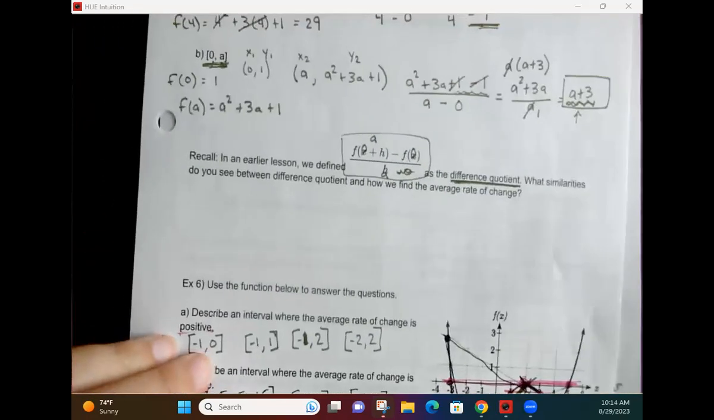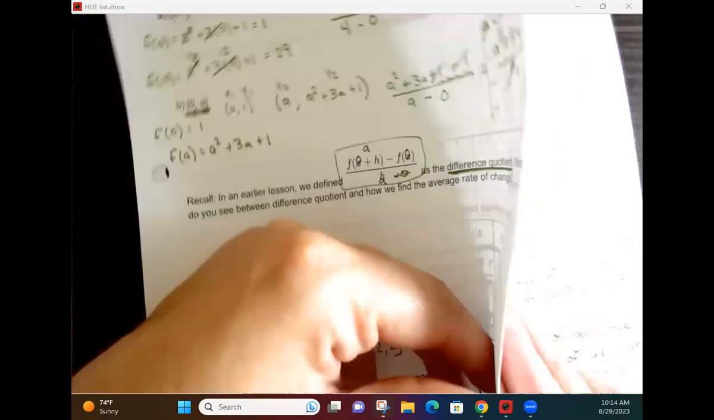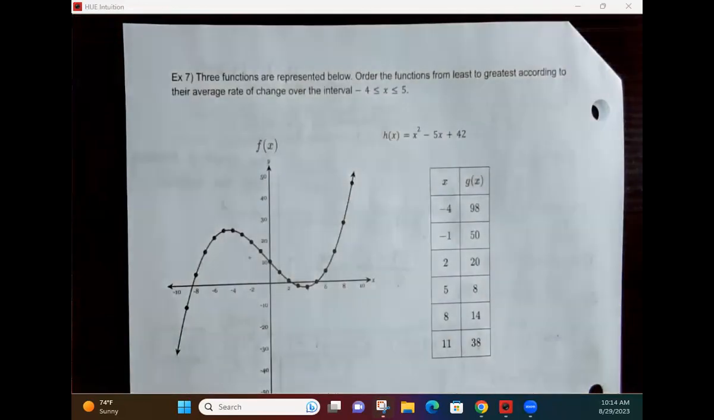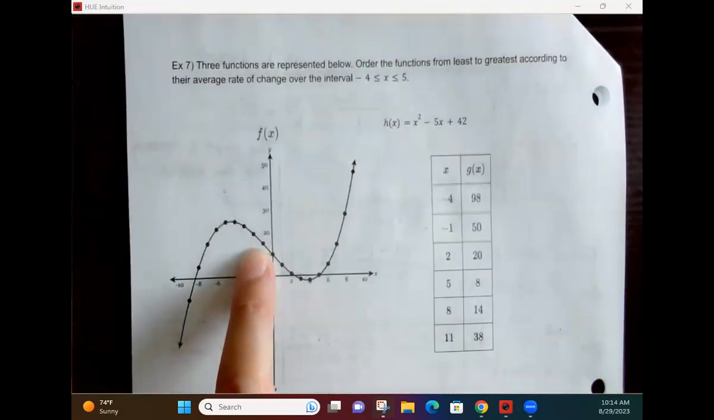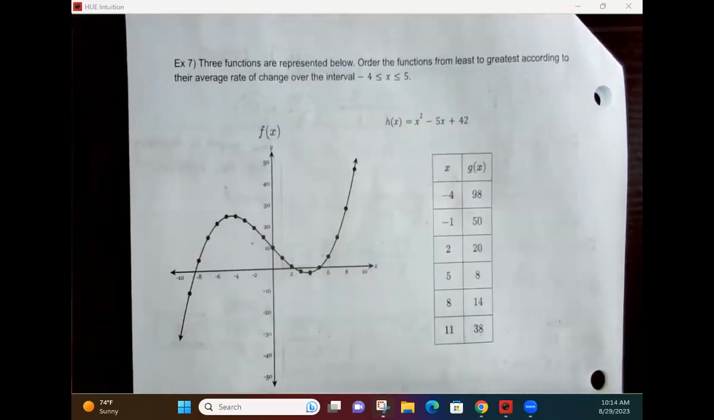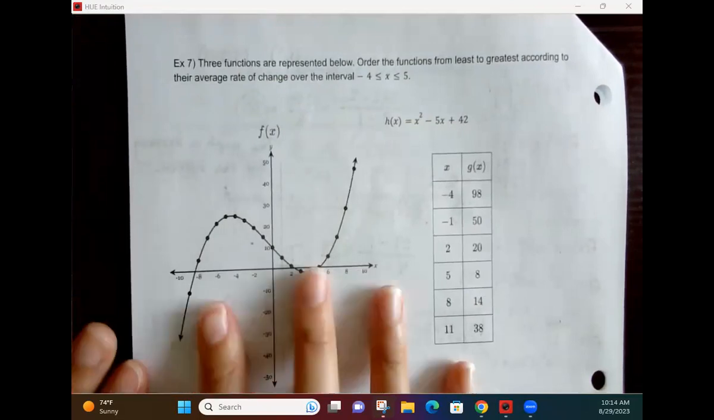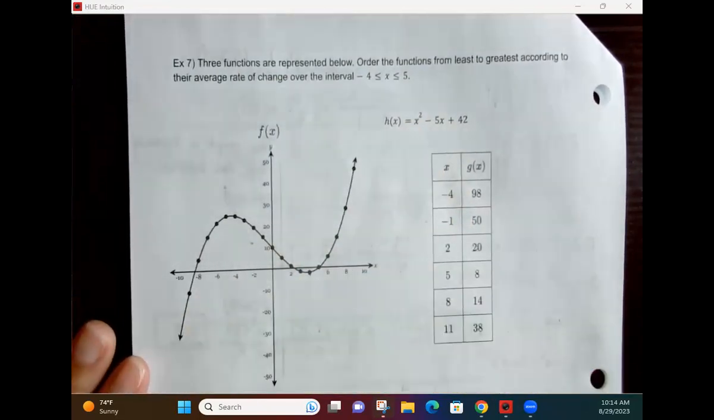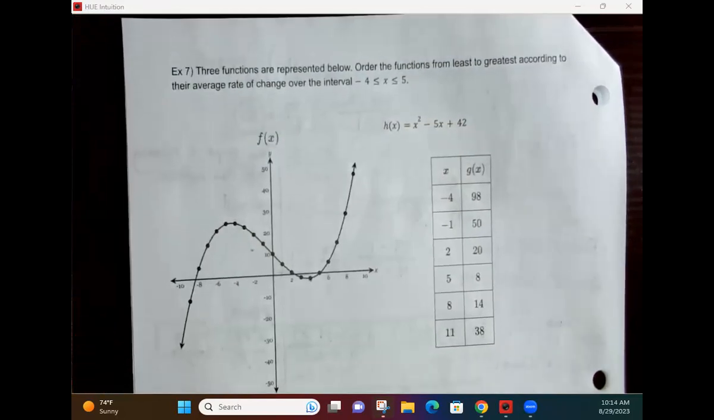And I think we've got one more example for today. I can turn my page here. So for our last example, number 7, we've got 3 different functions defined here, f of x, h of x, and g of x. And we've got 3 different representations, so kind of bringing together everything that we've seen so far. We've got a graph, a function, and a table. Order the functions from least to greatest according to the average rate of change over the interval from -4 to 5.